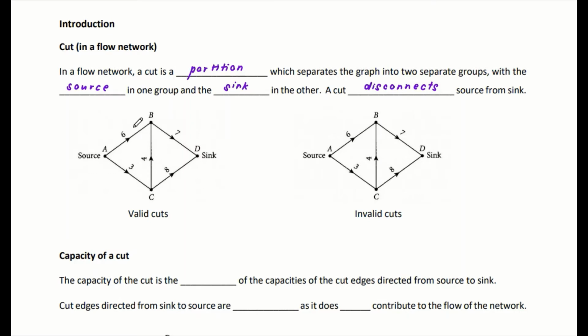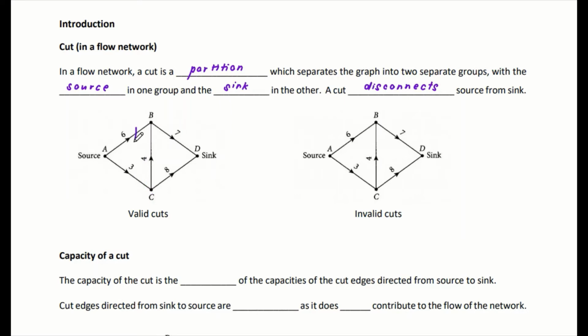For example, if I try to draw a line like this, it is not necessary to be a curve, so you can even just draw a simple straight line like this as well. It depends on your own preference. Just make sure that the cut you are putting always cuts through the edges only, and it doesn't pass through the vertices.